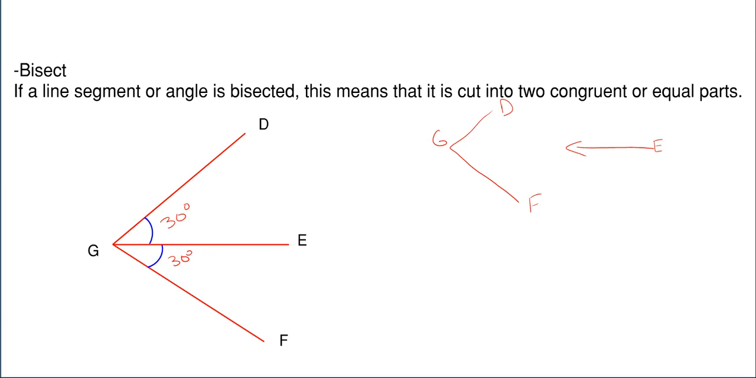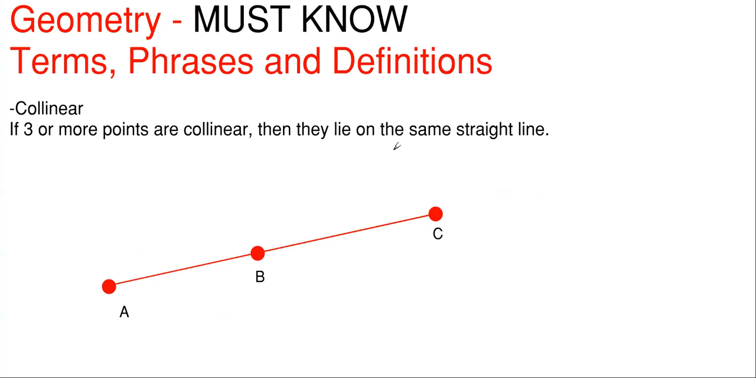Alrighty, to the next page. We only have 2 more pages to go, including this one. So collinear. Collinear is when you have 3 or more points that lie on the same straight line. Kind of gives it away in the name. Linear means straight line. And collinear just means you have multiple points along a straight line, kind of like playing connect the dots, but with a straight line.